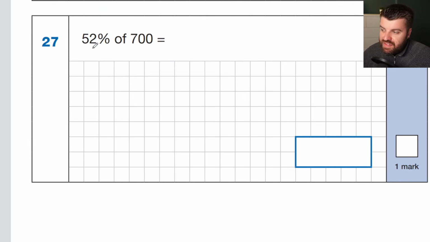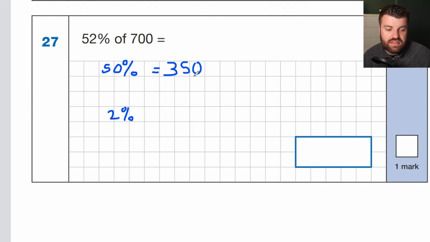Question 27, 52% of 700. Now the way I'm going to work this out is I'm going to work out 50%, and I'll come on to a shortcut for that in a second, and I'm going to work out 2%. Once I've got these two, I'm going to add them up. 50% is the same as 1/2. 1/2 of 700, if we are practicing our halving, we know it's 350. These are always good facts to know.